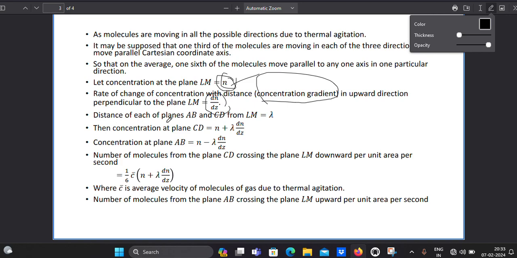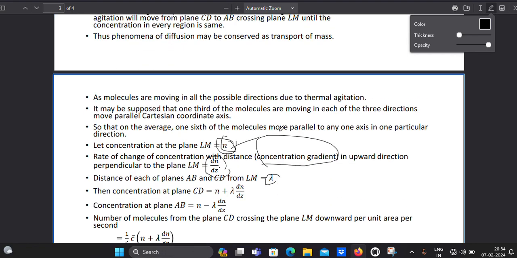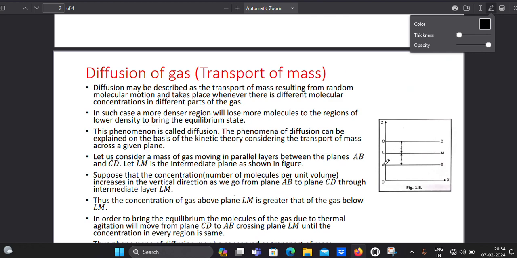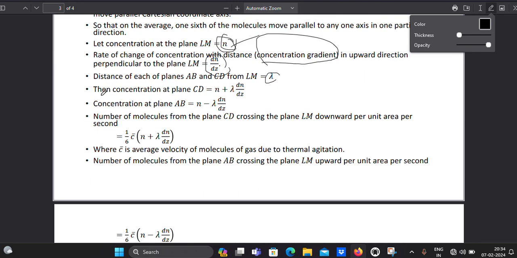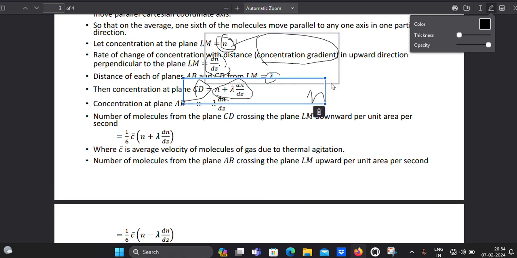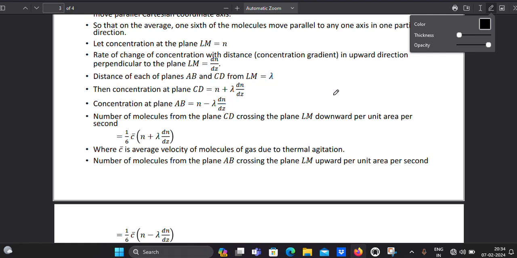The distance of each of the planes AB and CD from LM is lambda. See the diagram: between AB and LM is lambda, and CD to LM is also lambda. Then the concentration at plane CD is taken as positive. Why? Because the value n is exactly in the middle, and as we move in the upward direction the concentration increases. So on this side the concentration is more, and on this side it is less, relative to the LM plane.